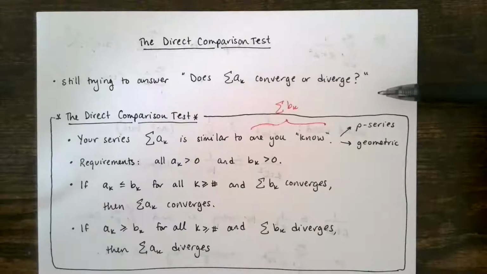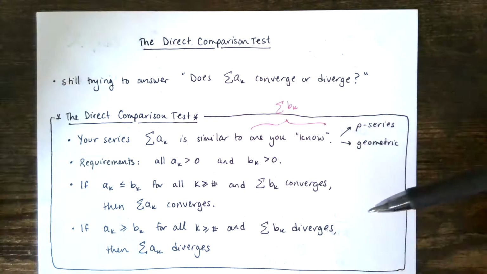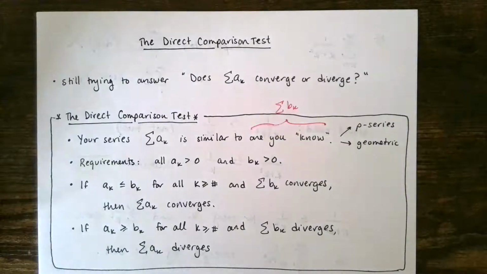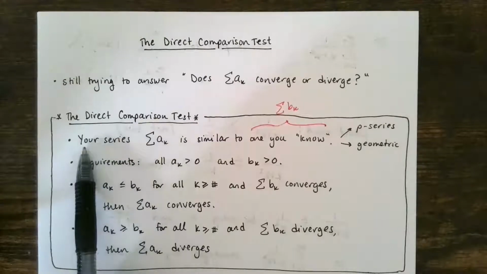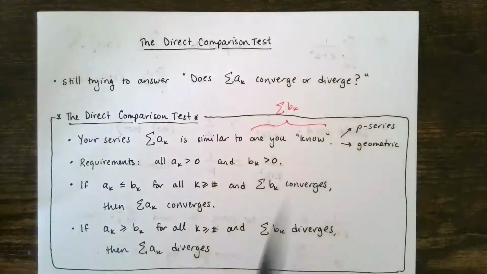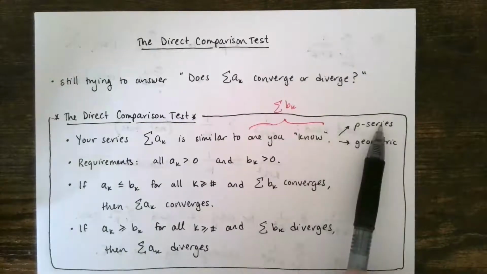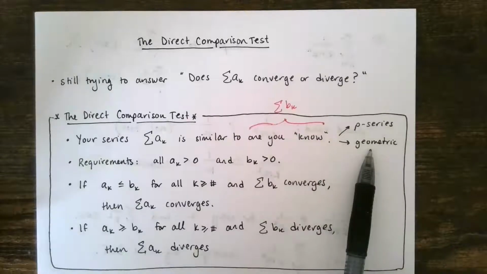All right, so what I have here is kind of my interpretation of this test. You should have the official book version written down in your notes, and this is just slightly different from it. In the direct comparison test, normally it's useful when the series you're given is similar to one that you know. And by know, I mean you know something about it just by looking at it. You know whether it converges or diverges. For us, that means it's a P series, which converges if P is greater than 1, or it's a geometric series which converges if the absolute value of r is less than 1.